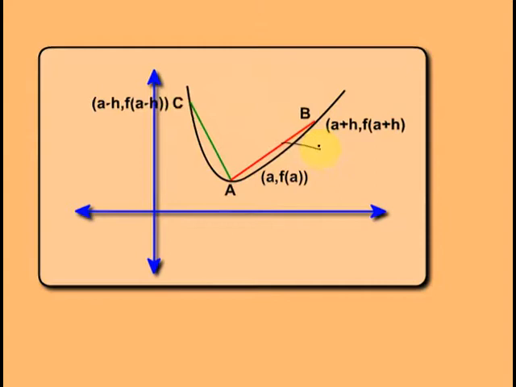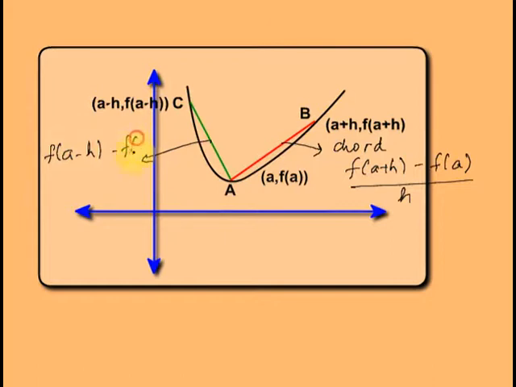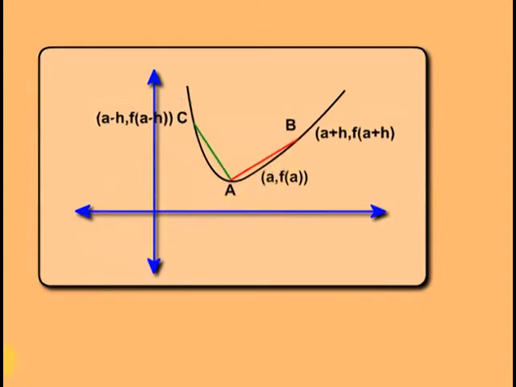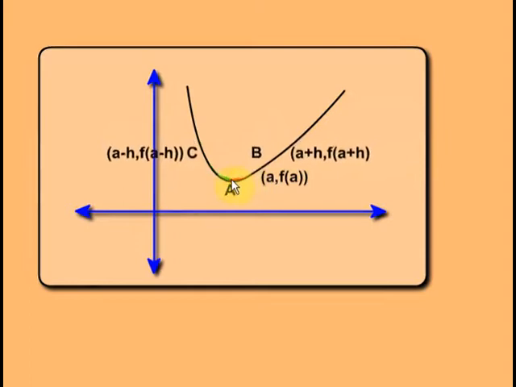Now we see that AB is a chord, the slope of which is equal to f(a plus h) minus f(a) divided by (a plus h minus a), that is equal to h. Similarly, the slope of this chord AC is f(a minus h) minus f(a) divided by minus h. If we say that B and C come very close to A, that is, they are slowly moving towards the point A, we see that the slope of AC is equal to the slope of AB.